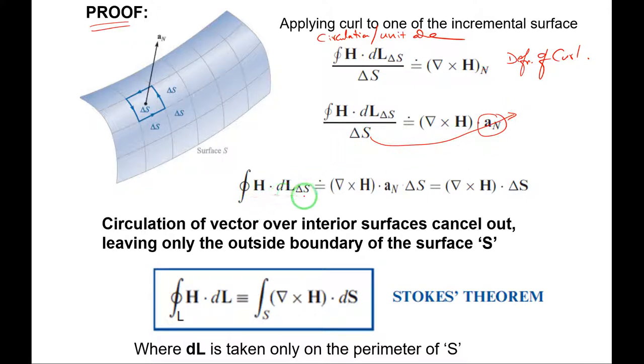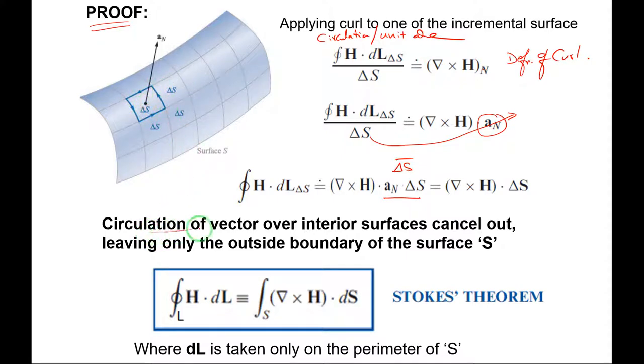So the closed line integral of H dot dl is equal to del cross H into a into delta s. This is nothing but our delta s vector. Delta s vector is equal to the magnitude delta s into the unit normal vector an, right? So I will write it as delta s vector. Yes, so this is just the circulation of the vector. There is a circulation of the vector on this smaller surface, and there is circulation of the vector on this surface also.